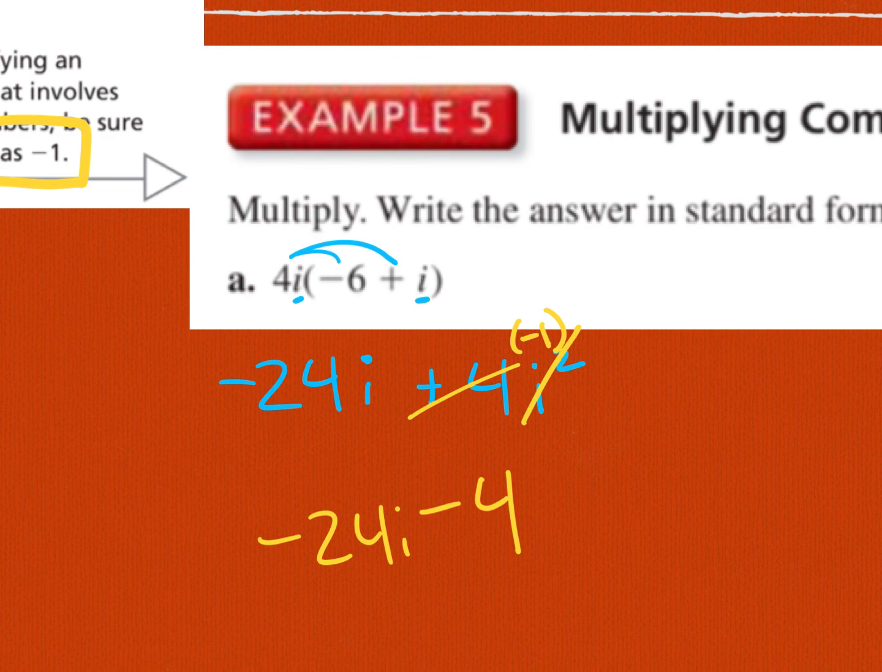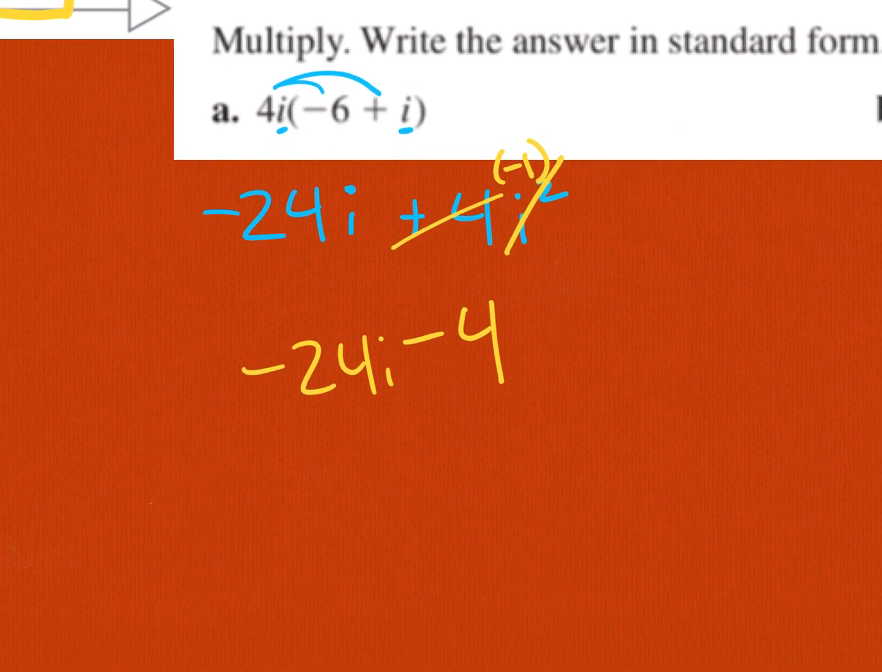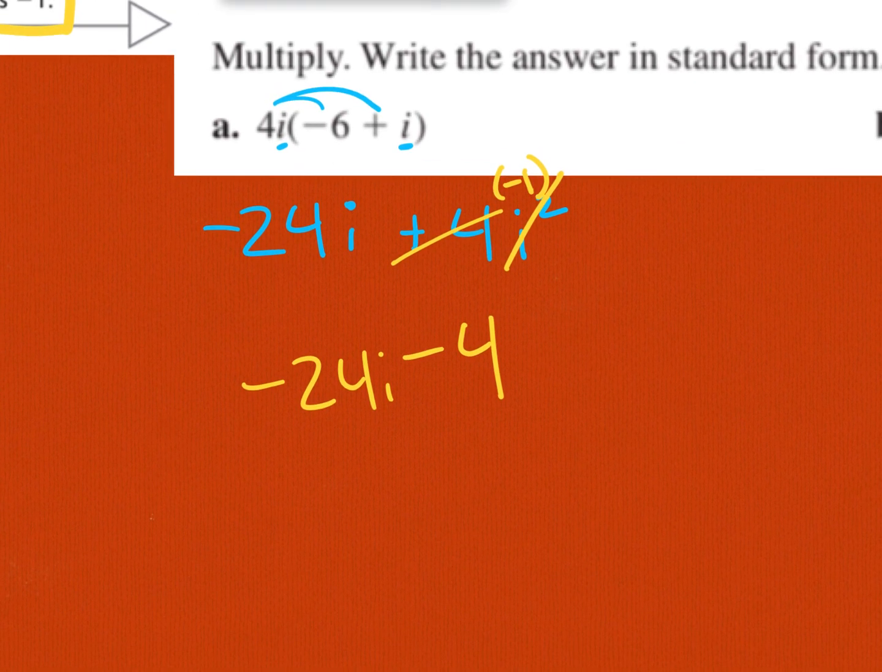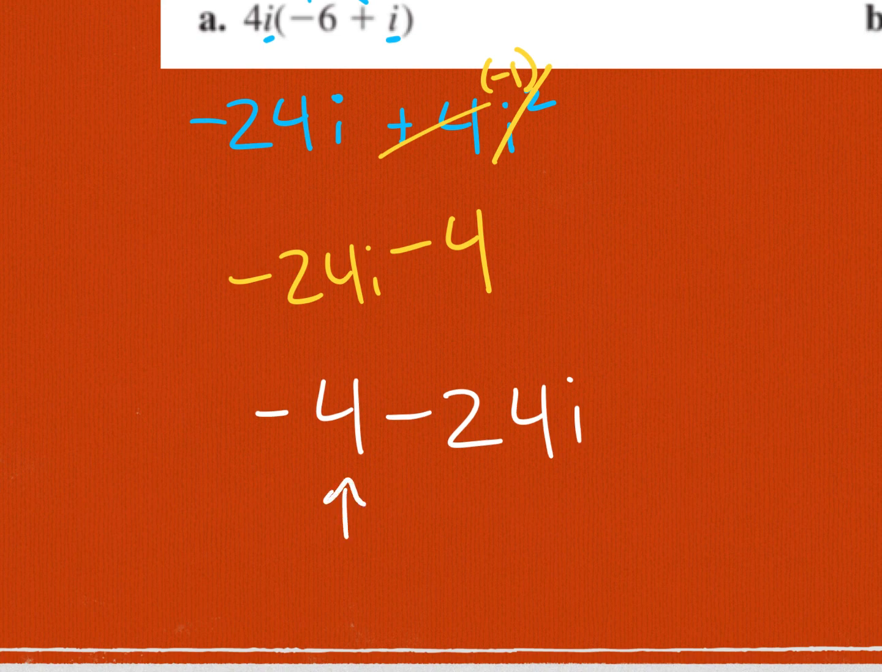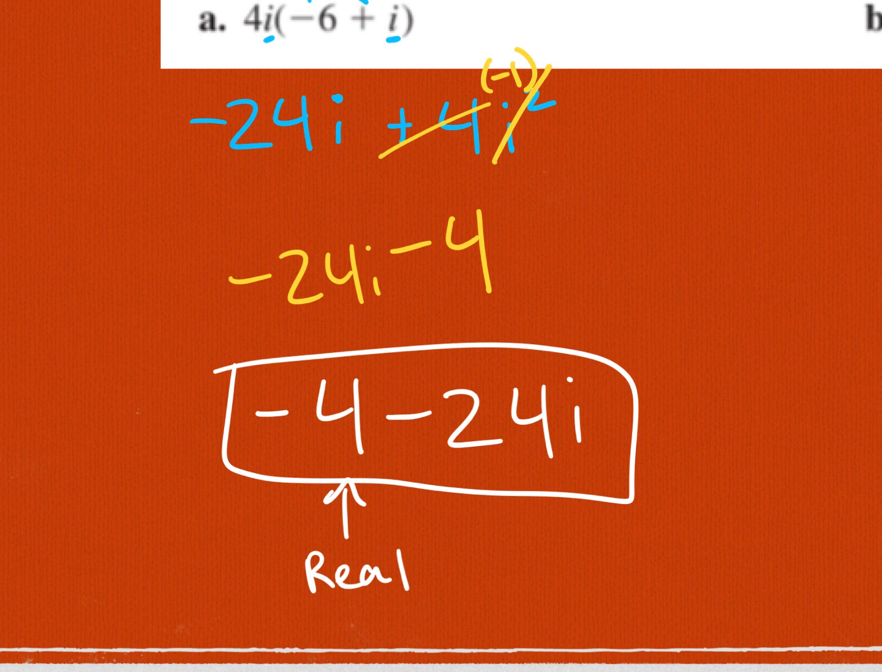Now are these like terms? No. So I can't combine them, but am I done? No. What do I have to do next? I got to switch the order. So the real number has to come first, then the imaginary part second. So negative 4 minus 24i. So the real part has to be first.